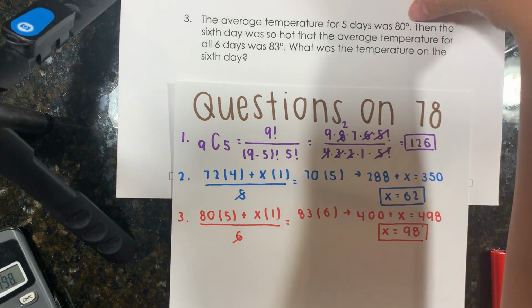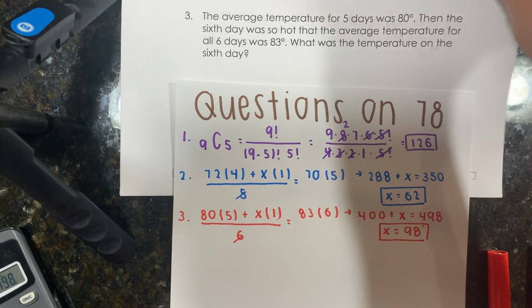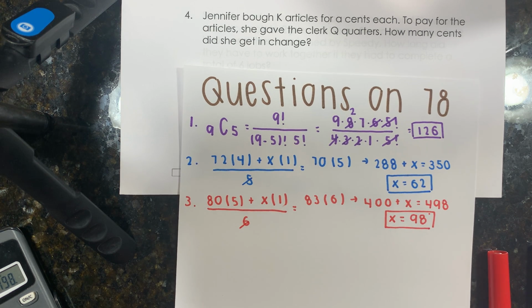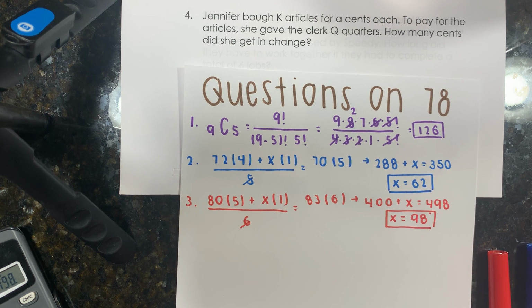Now looking at number 4, Jennifer bought K articles for 8 cents each. To pay for the articles, she gave the clerk 20 or a Q quarters. How many cents did she get in change? This is another concept review problem.